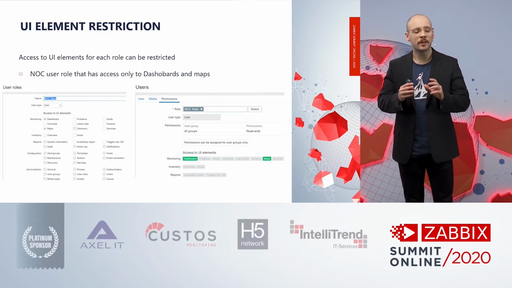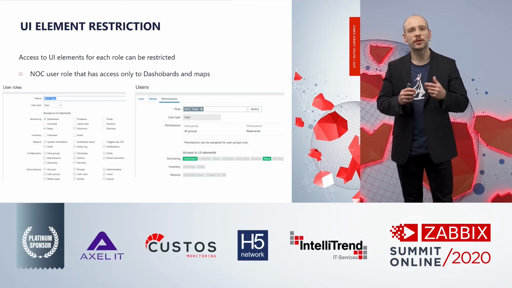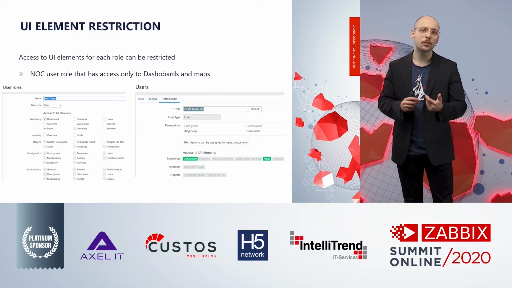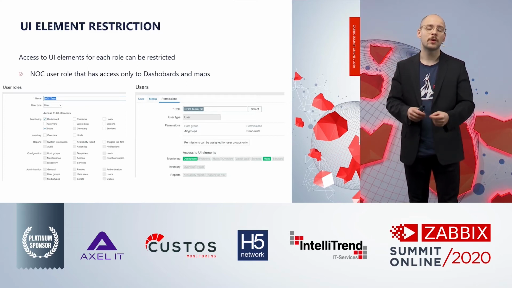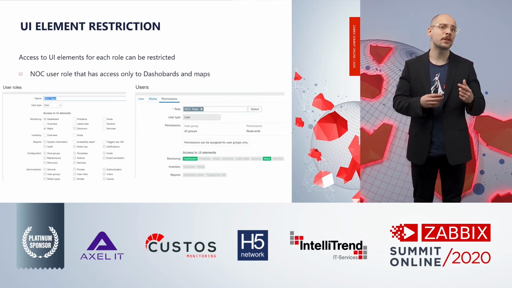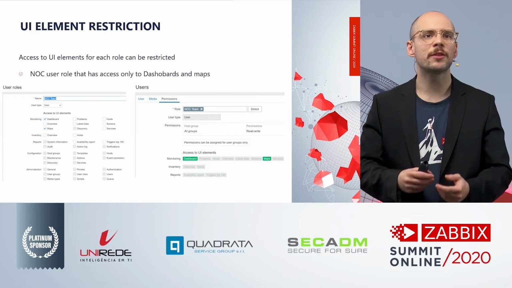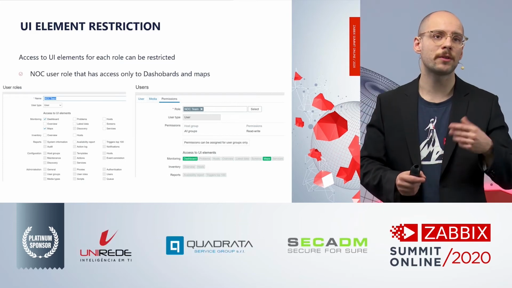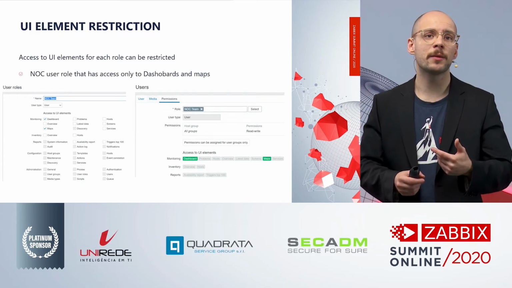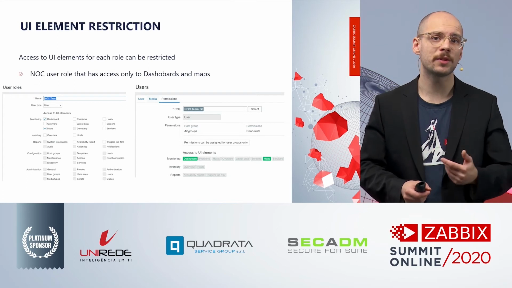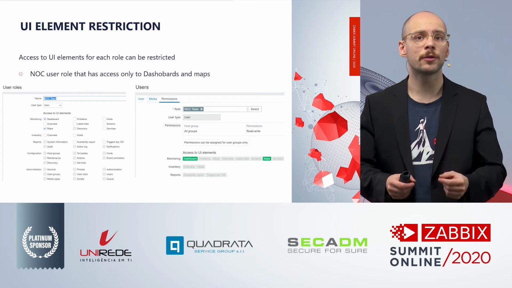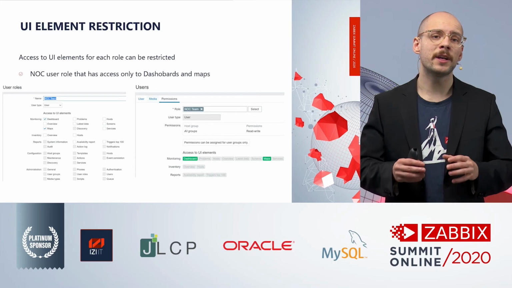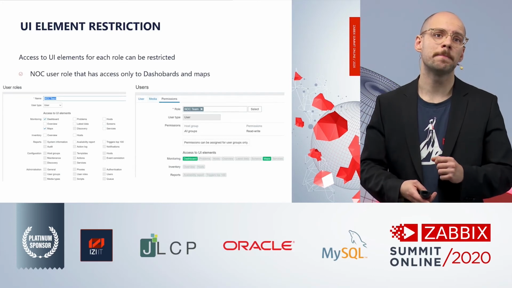So let's talk step by step about what we can restrict. First off, we can restrict UI elements. Remember the general use cases that I mentioned before. So we can restrict UI sections. For example, for our NOC users, we can restrict them to have access only to dashboards and maps. And when we open the user up and go to permissions, we will see the available sections highlighted in green.